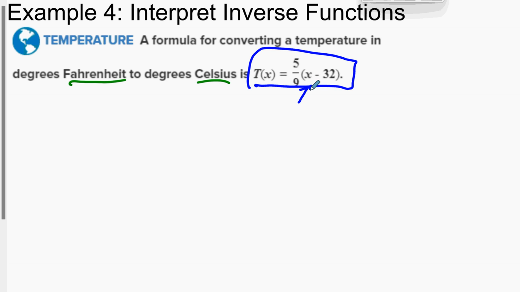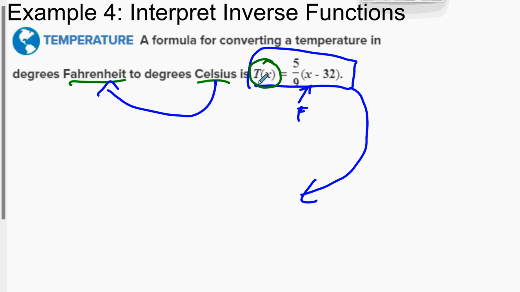I take whatever my Fahrenheit degree is, and I subtract 32 from it, and then I times it by 5/9, right? But what if I want to go backwards? What if I want to take Celsius and turn it back into Fahrenheit? Well, that is just finding the inverse, right? So that's just going backwards. So we're going to take and find the inverse. So we're looking for t inverse of x.